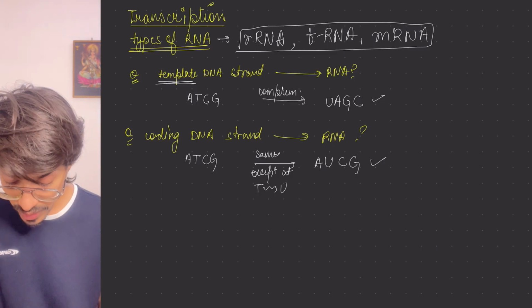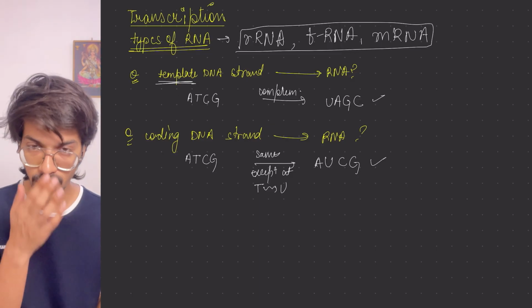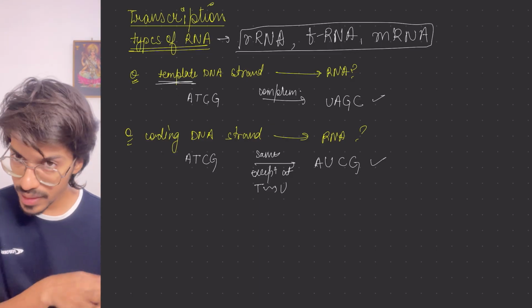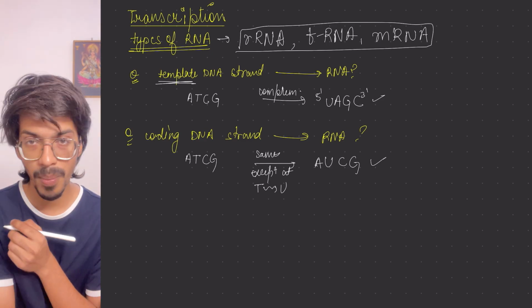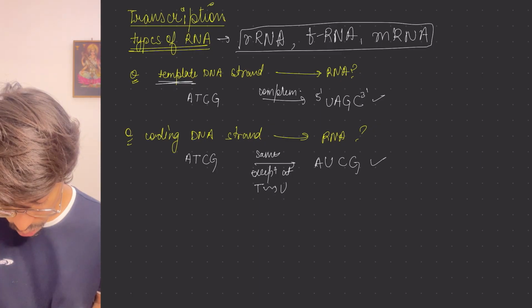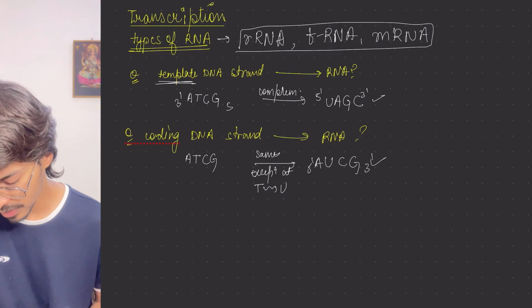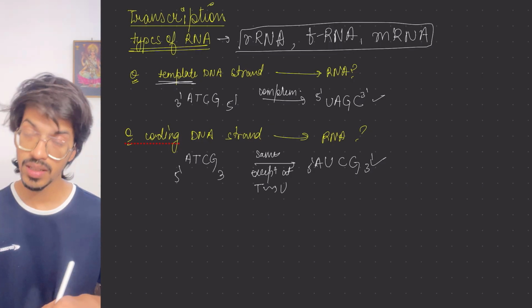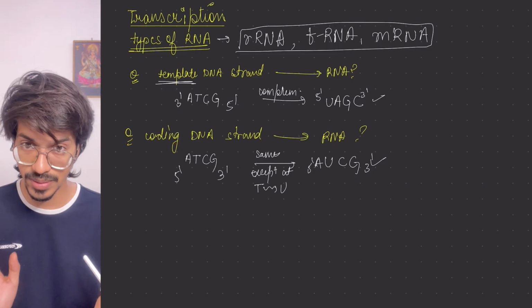Now the template strand has a polarity, and the RNA that forms will be formed 5' to 3', and this also 5' to 3'. Here the template strand will be this, and here the coding strand will be this. Remember this fact.